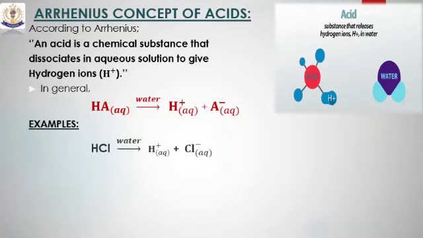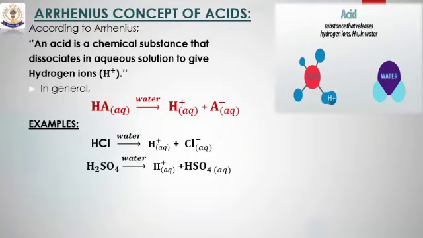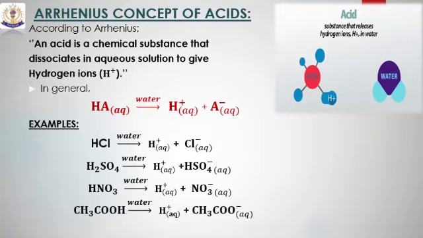Let's see some examples. HCl, hydrochloric acid, in aqueous solution produces hydrogen ions and chloride ions. Similarly, H2SO4 on dissolving in water produces hydrogen ions and HSO4 minus ions. HNO3, nitric acid, on dissolving in water produces hydrogen ions and nitrate ions. Acetic acid, CH3COOH, on dissolving in water produces hydrogen ions and acetate ions. As all these chemical substances produce hydrogen ions in aqueous solution, they are termed Arrhenius acids.